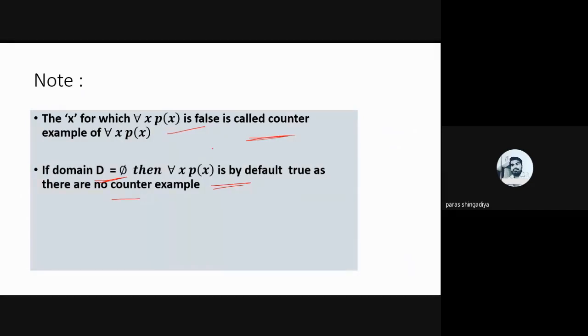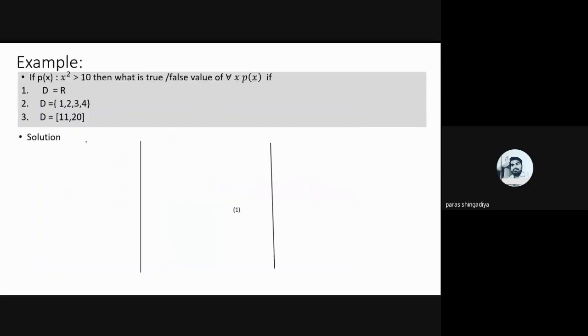So these are the conditions, and after that we discussed this example. We have these three domains, and we have one p of x, that is x square greater than 10. For which domain does it become true? That is, what is the output of every x p of x for each case? That we discussed in the last lab.